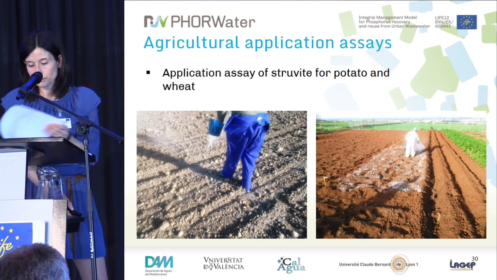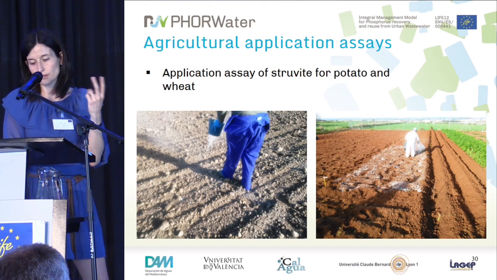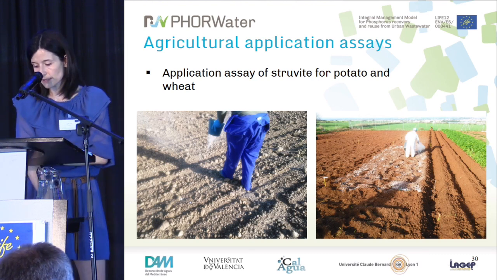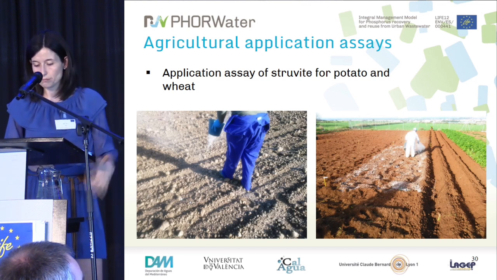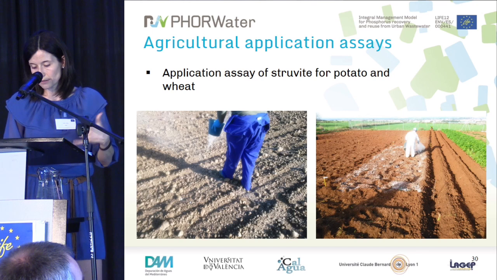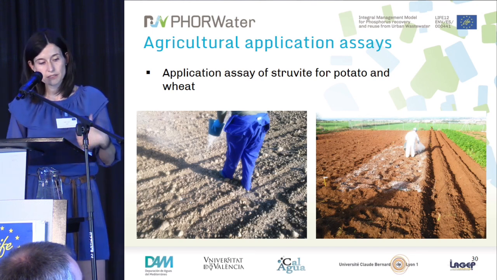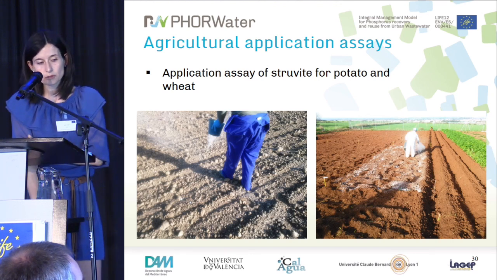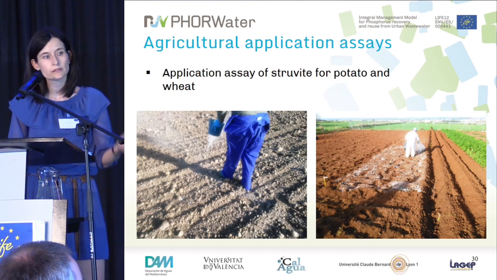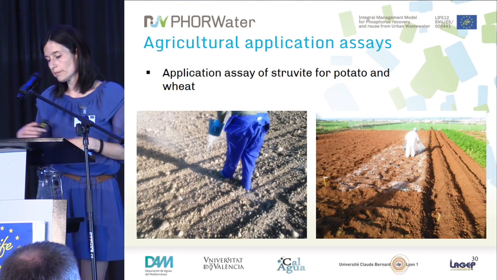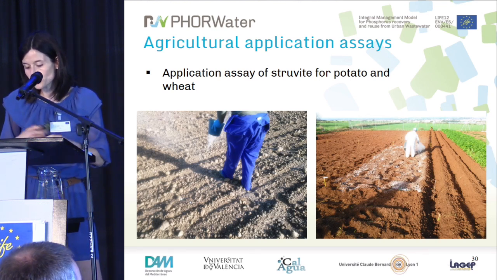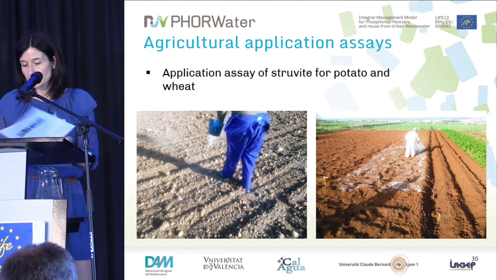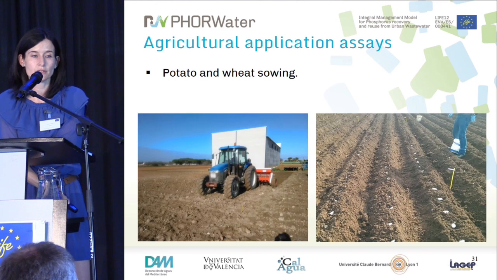We've done 2 different assays, on potato and on wheat crops. And each assay has 3 different treatments. The first treatment has been only with the struvite that we have obtained in the wastewater treatment plant. The second one consisted of a mix between struvite and commercial fertilizers, to improve our fertilizer with the other nutrients that struvite doesn't have. And the third one was only with commercial fertilizers.